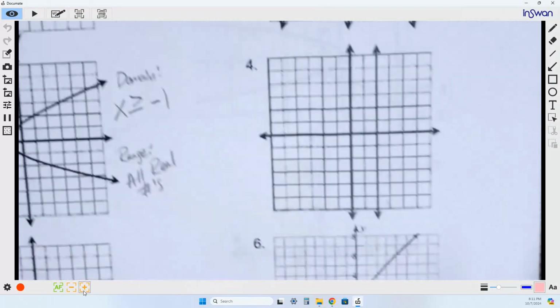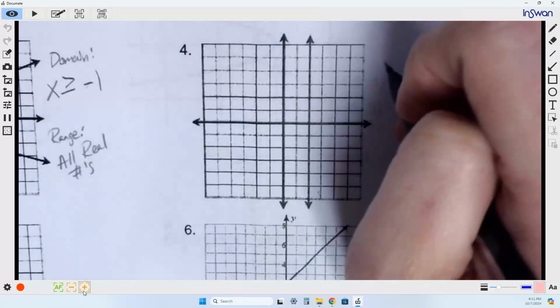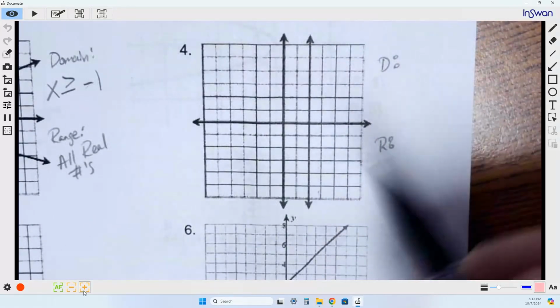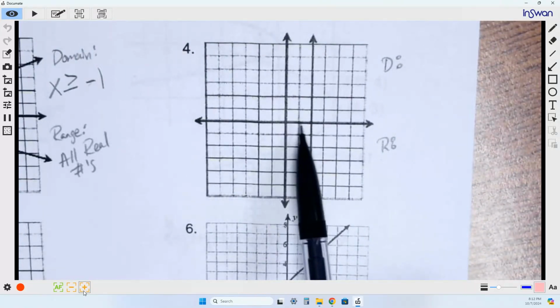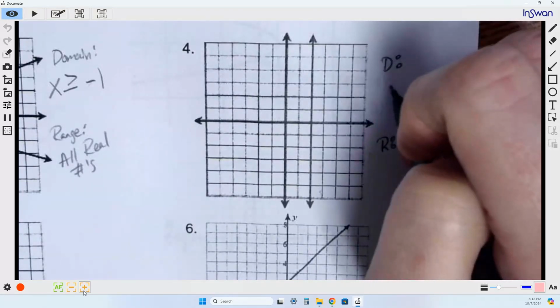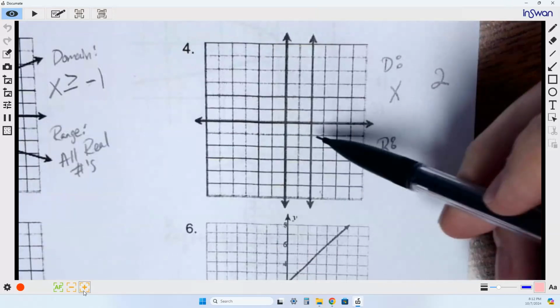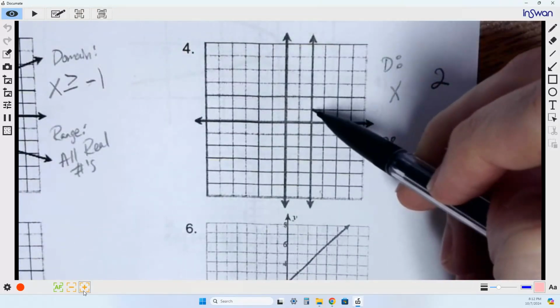So what do I do with like question number 4? Question number 4, we're going to go ahead and I'll put D for domain and R for range. So I'm going to look here, and when I look left to right, there's 0, and well, it looks like at 2, that's my line. So I'm going to say x is going to be 2. What about 2? Well, it looks like if I made points, it would be 2, 1.